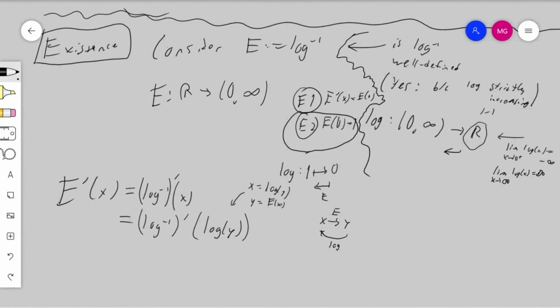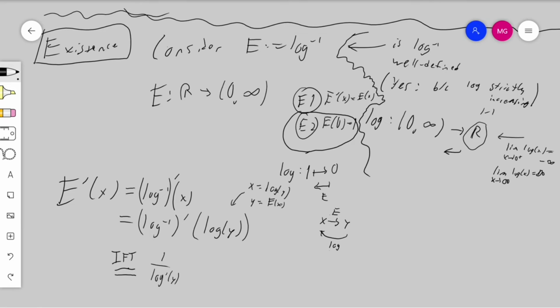All right, and now we can use the previously mentioned inverse function theorem. So we'll write IFT here. This gives us an efficient way of computing the derivative of the inverse function, and it's given as follows. It's 1 over log prime of y. So we just evaluate the derivative of the original function log at the input for that function, which was y.